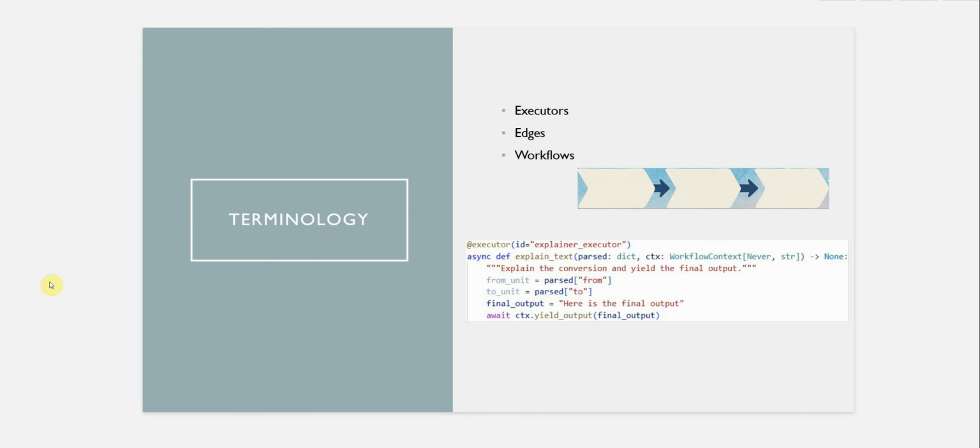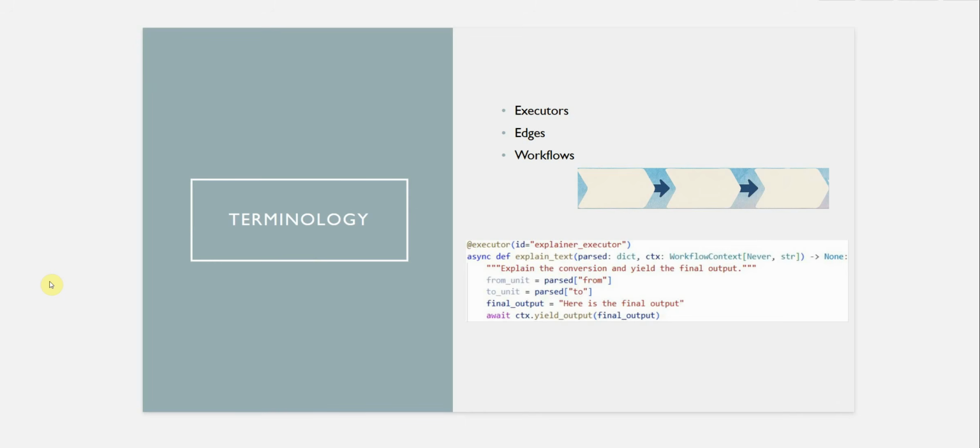Then we have edges. Edges are the blue colored arrows on the screen, pointing towards the next executor. You can think of edges as the connections between the executors. They determine the flow of your messages depending on our use case and the conditions we have kept in between, because it's not necessary that you will always call your workflow in a sequence, or always call executors one by one.